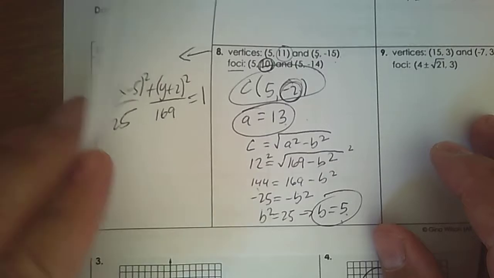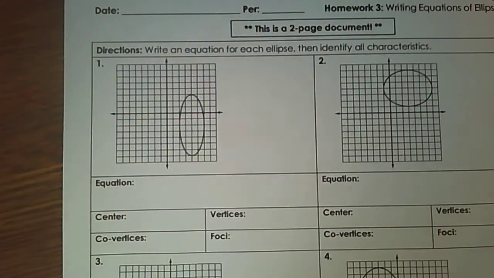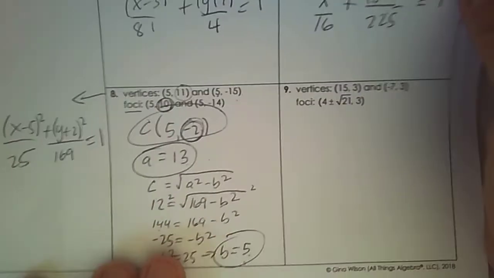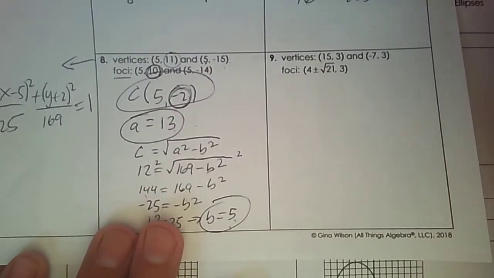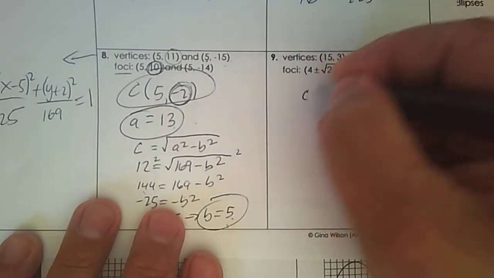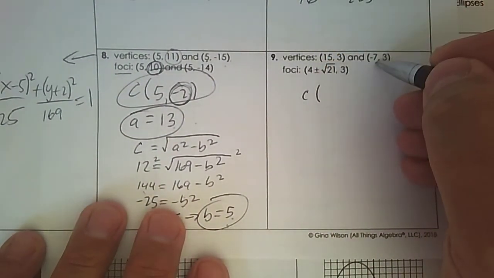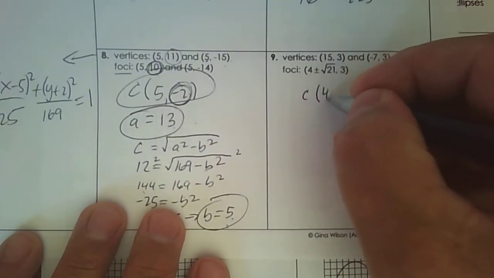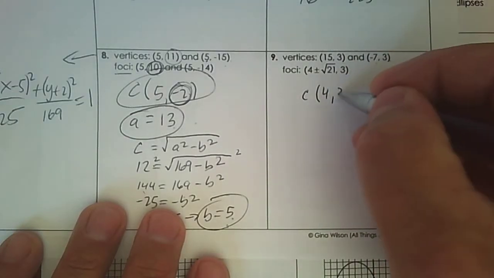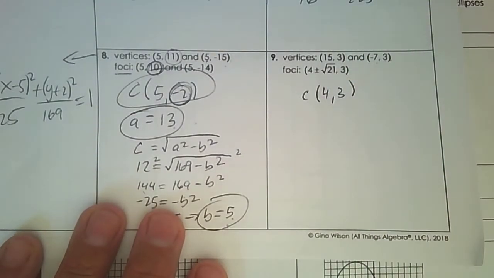All right, one more time. This is our last. No, we got one more page after this. Teasing you. So the vertices, the major, define the center. 15 plus negative 7 is 8. And then divide by 2. And it's 4. 3 and 3 is obviously going to be the average. 8 divided by 2 is 4.